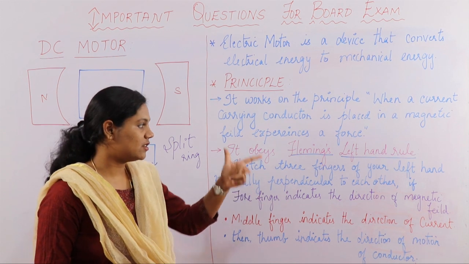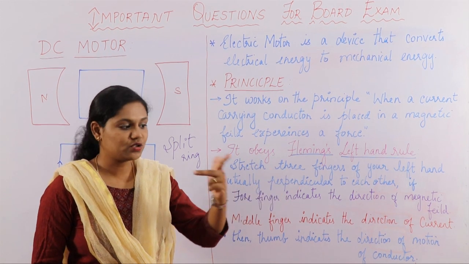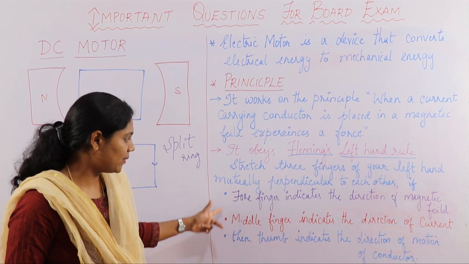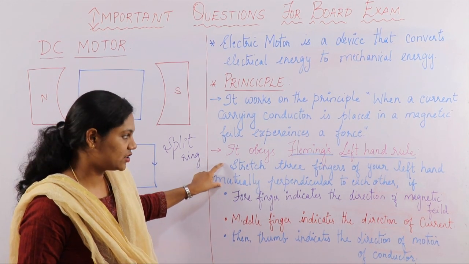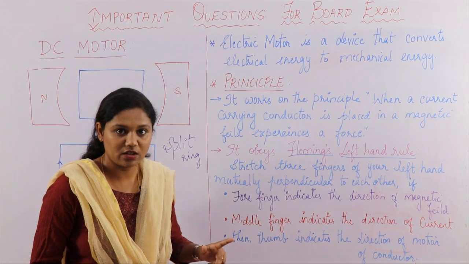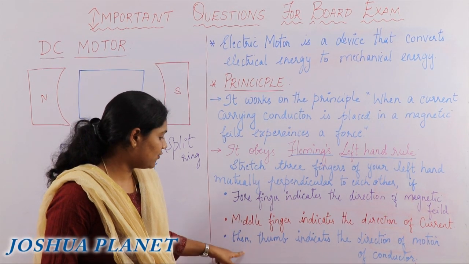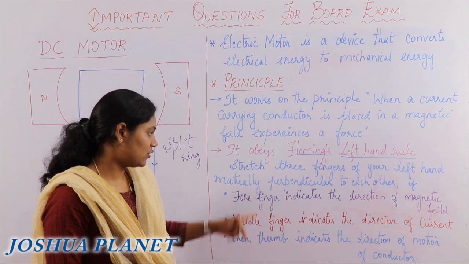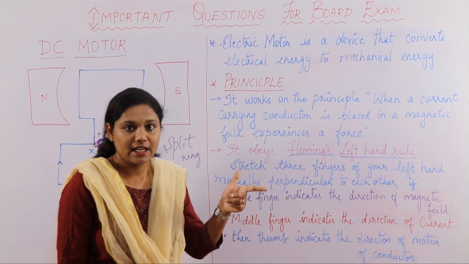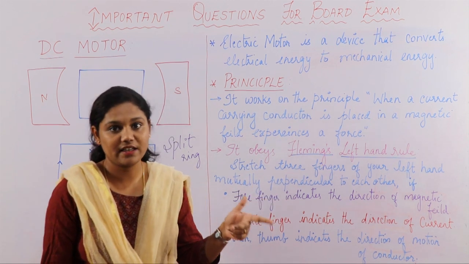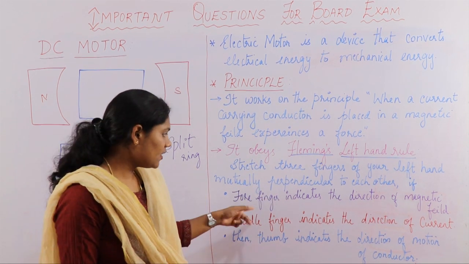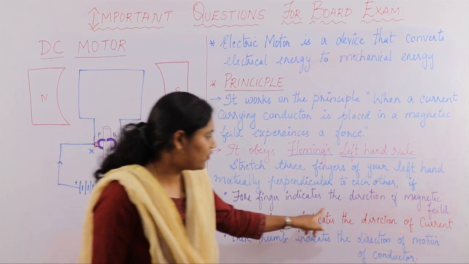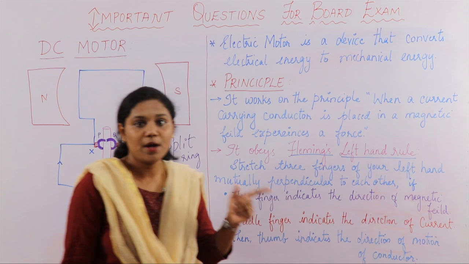When you stretch 3 fingers of your left hand mutually perpendicular to each other, then see how the points I have made here. So first you have stretched 3 fingers of your left hand mutually perpendicular to each other, and then I have made 3 different points. I have not just written in a paragraph. I have made 3 points here. So first, what does the forefinger indicate? It indicates the direction of magnetic field. Got it? And you should not write forefinger indicates magnetic field. You should say forefinger indicates the direction of magnetic field.